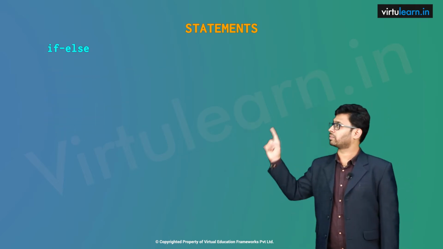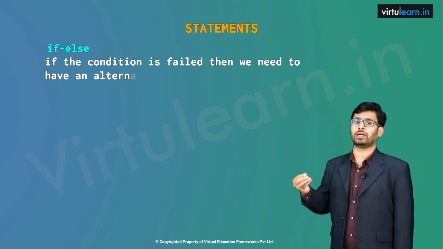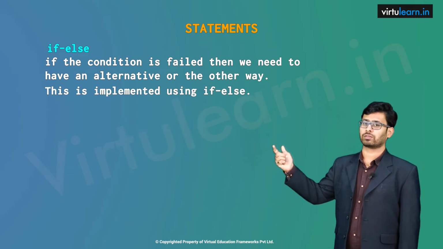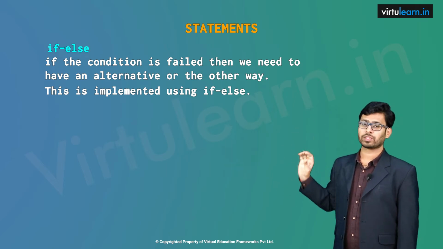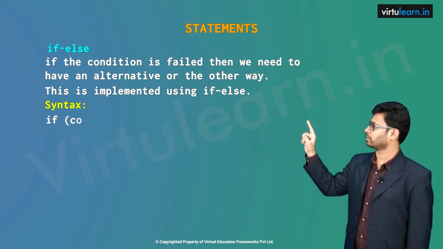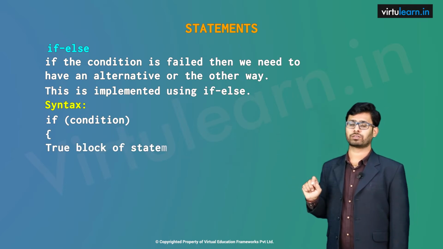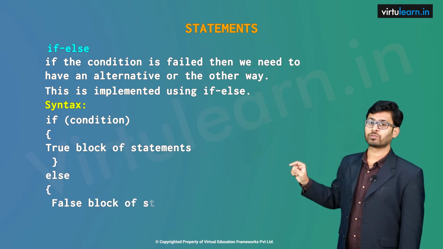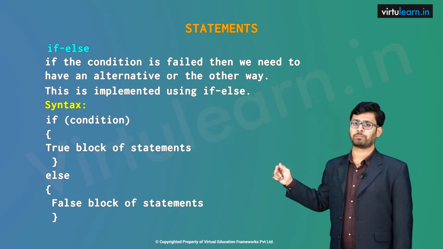Next, if else. If the condition is failed, we need to have an alternative or the other way. So with this implementation using if else, we can implement the true part as well as the failed part. Let us see the syntax. If condition, the block of statements within open and close curly braces will be executed for true. Else, open curly brace, this is for the false block of statements. So this is how we can implement if else.